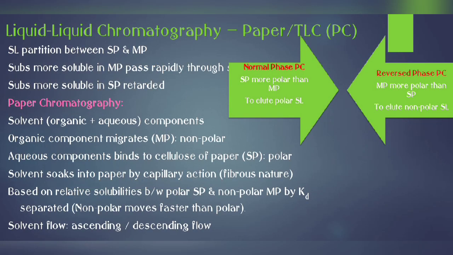One example of partition chromatography is paper chromatography or thin layer chromatography. Here the solute is distributed between the stationary phase and the mobile phase. The substance which is more soluble in the mobile phase, which has more favor, passes rapidly through the stationary phase. The substance which is more soluble in the stationary phase is retarded, so it moves slowly.